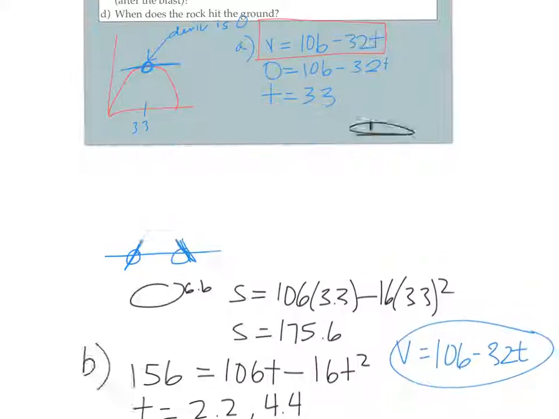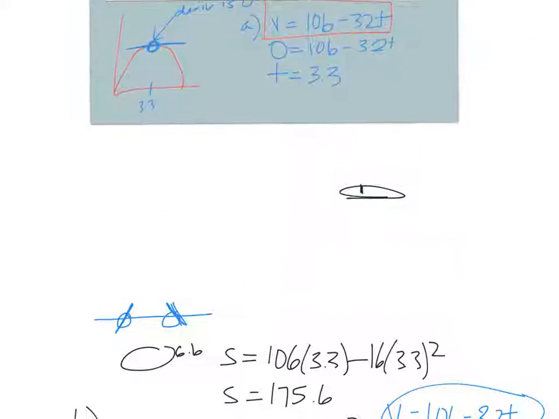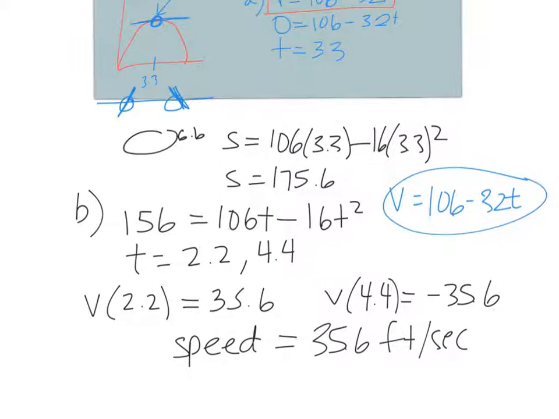Okay, and finally, question C. When does it hit the ground? You don't really need to use any calculus for that, probably, because you should be able to use some common sense instead. If the maximum was at 3.3, when will it hit the ground? At 6.6. Okay, using that famed common sense.